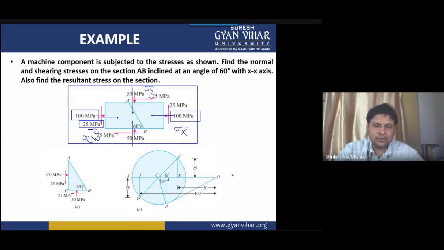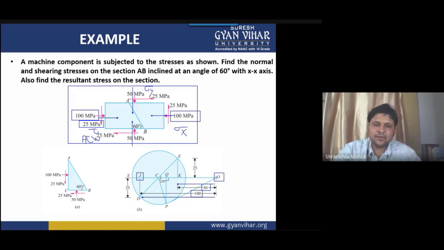The only thing that will change is this: from the origin point O, the value of sigma x is 100 megapascal, and it is negative. Since it is compressive, it is taken negative, so we will take this value of 100 megapascal not on the right side of the origin point O, but on the left side. We will mark the point J. Then the value of sigma y is 50 megapascal, and that is also negative. So again, this value we will take on the left-hand side of O.